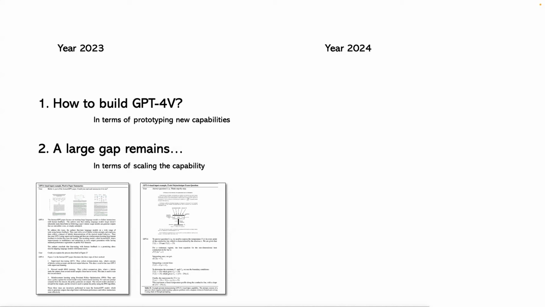But last year, also in this tutorial, I mentioned that it is true that we made a lot of progress in terms of prototyping, but there's a large gap remaining when we talk about scaling the capability to certain performance limit. This is the example that I used last year, right? We see that when the open source model tries to read the papers, it has some challenges.